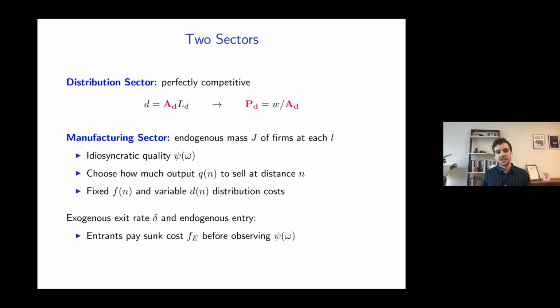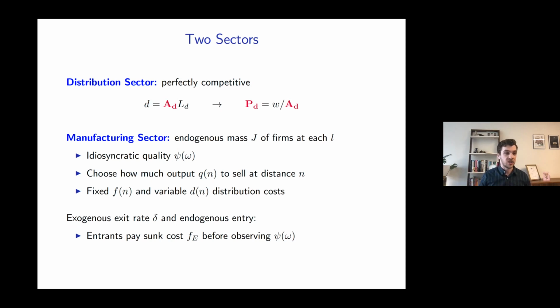Where things get a bit more interesting is in the manufacturing sector. We're going to have an endogenous mass J of firms at each point L. And these firms are going to have idiosyncratic quality C. Their problem is they have to choose, for each other point on the circle, how much of their output they're going to sell at that particular point. And really all that matters in this model is going to be the distance that you're selling to.